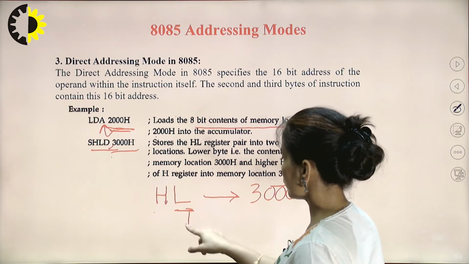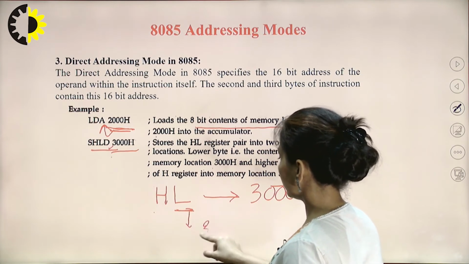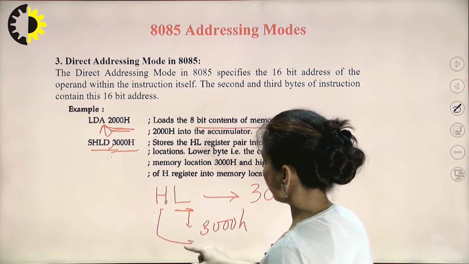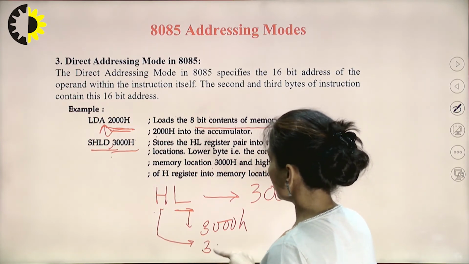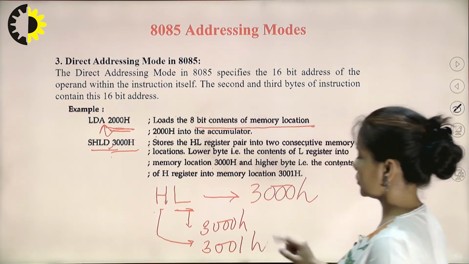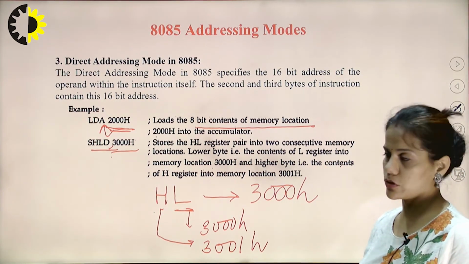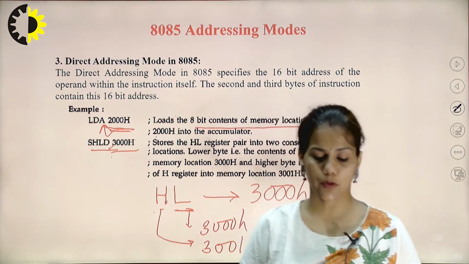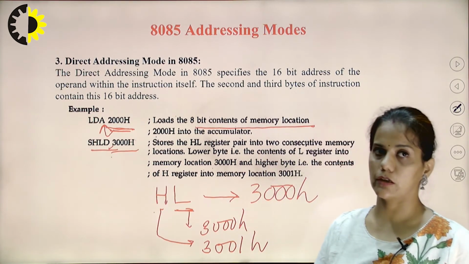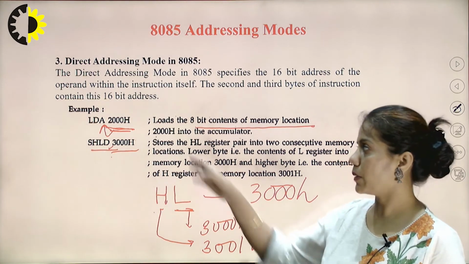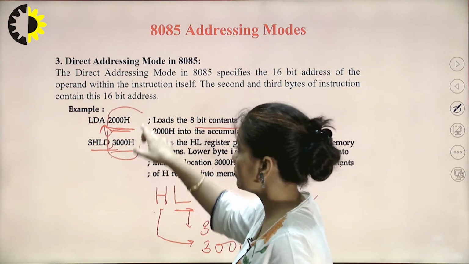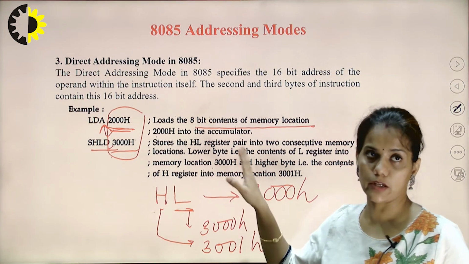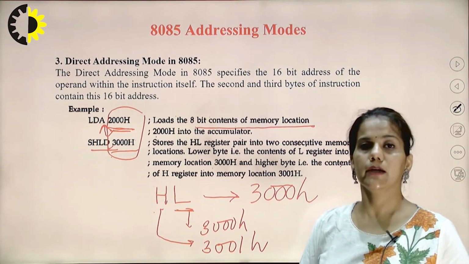It will copy the contents of the L register into 3000H, and the contents of the H register into 3001H, the higher memory location. So in this way it will store the contents of the HL register pair into memory locations directly. Here, since the memory locations are directly mentioned, and this is not immediate data, this addressing mode is known as the direct addressing mode.